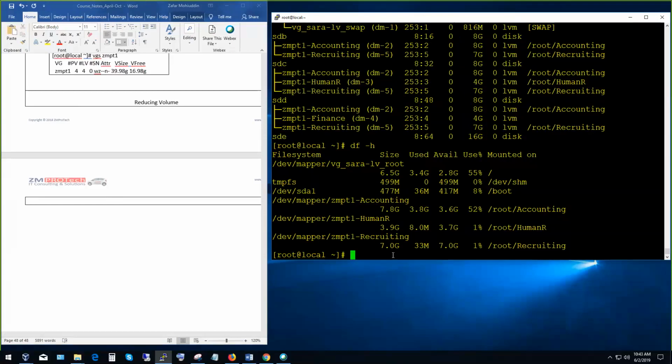It's simple. What you do is you type pvmove. So what we're doing is we're moving the physical volume. Okay. And then you type /dev/sdc /dev/sde. Okay. And then you hit enter.